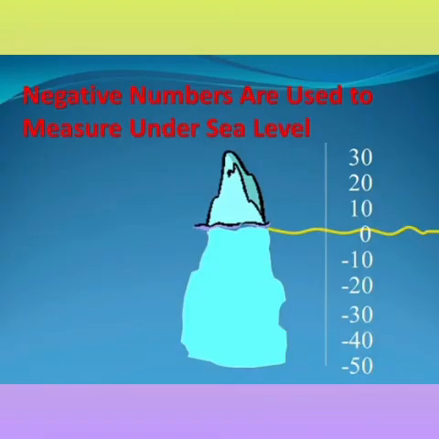This is another picture representation of how positive and negative numbers are used to measure the sea level. Here, positive numbers are used to measure above sea level. Negative numbers are used to measure under the sea level. Here the sea level is 0. Above sea level is considered positive integers and below sea level is considered negative integers.